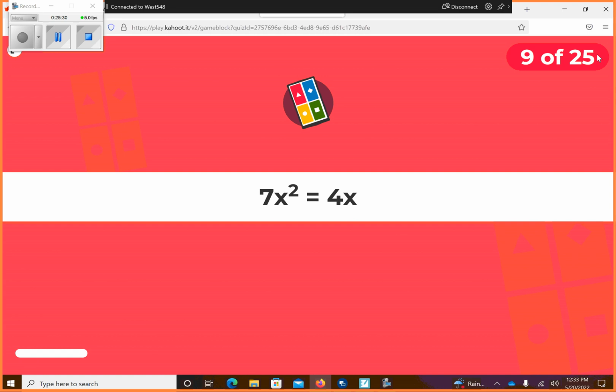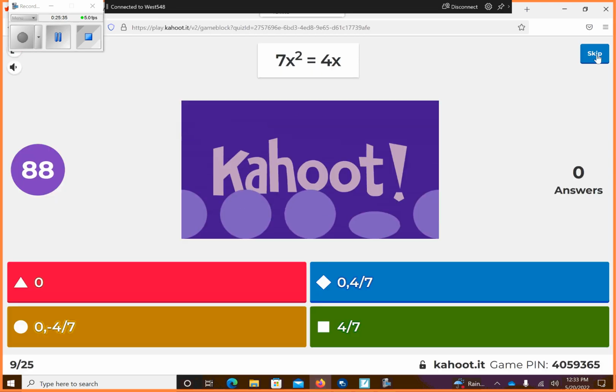All right, number 9 to 25. Ooh, this one's tougher. You need to make sure you subtract the 4x. So 7x squared minus 4x. Then factor the x out. So you get x and then 7x minus 4. Set each of those equal to 0. So x equals 0 and 7x minus 4 equals 0. So add 4, then divide by 7.